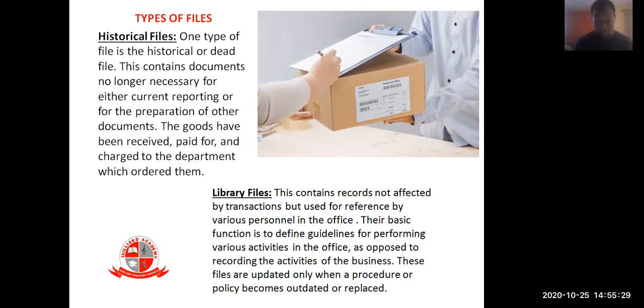These files are updated only when a procedure is updated, or pardon me, when a policy becomes outdated. Exactly. So that's the only time when you have to update library files. When you have the procedures, okay, this process, now let's change it. It has to go this other way. Then that procedure will change, and that's when the library files will be updated so that the guideline will be different from what it used to be. So library files are typically files that offer you guidelines, processes on how to achieve or perform some function.